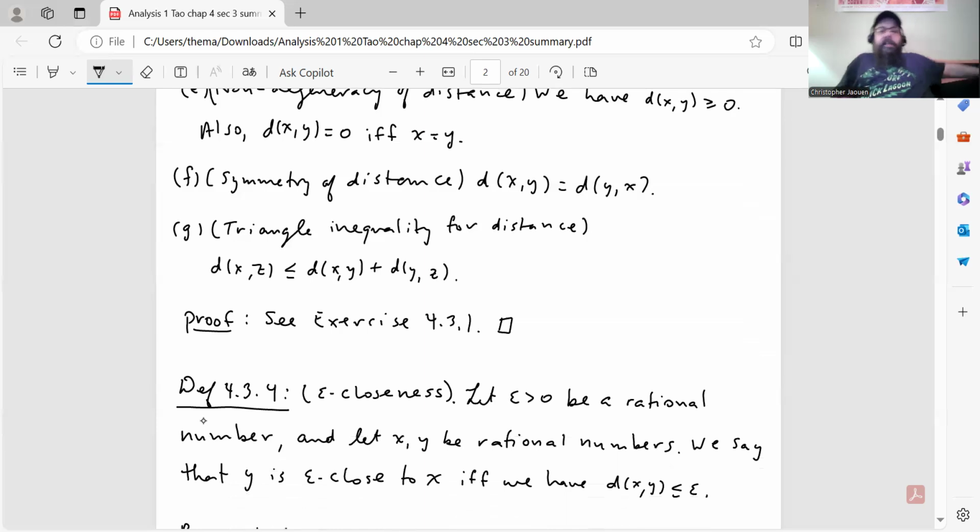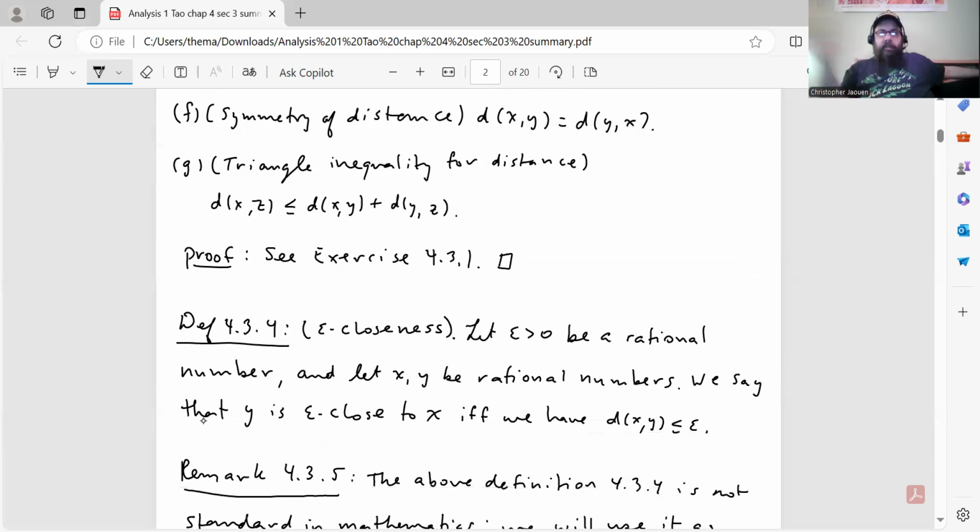The distance between x and z is always less than or equal to the distance between x and y plus the distance between y and z. All right, and the proof we'll do in the exercise set. So you'll have to wait till that next video, which hopefully I'll be able to have out tomorrow. So see exercise 4.3.1 when we get to that.